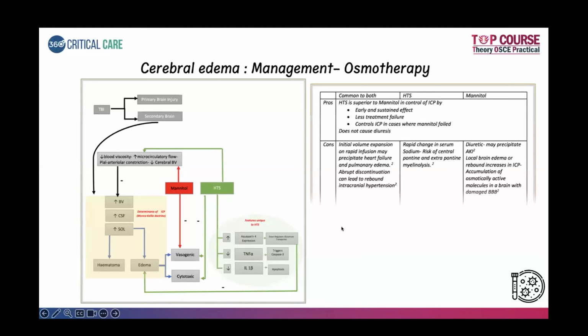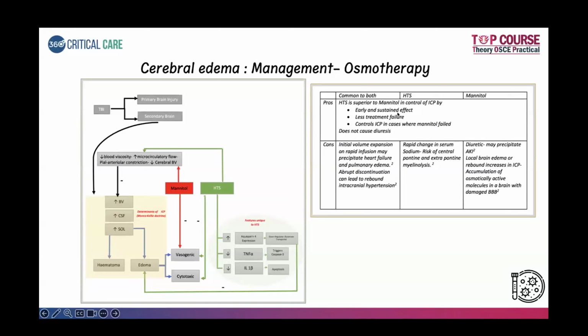But unfortunately, there is no large-scale head-to-head trial of hypertonic saline to mannitol. That's why the current Brain Trauma Foundation guideline doesn't give a preference of one over the other. So going to a comparison between hypertonic saline and mannitol, hypertonic saline is superior to mannitol in control of ICP, with an easy and sustained effect. So it can cause a more sustained effect compared to mannitol.